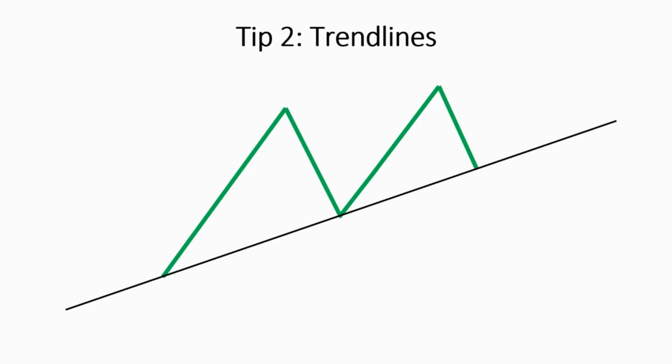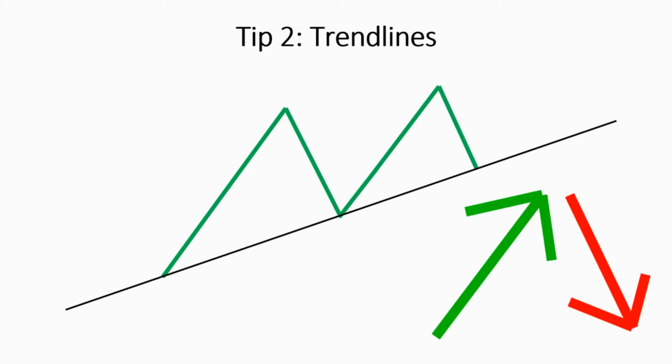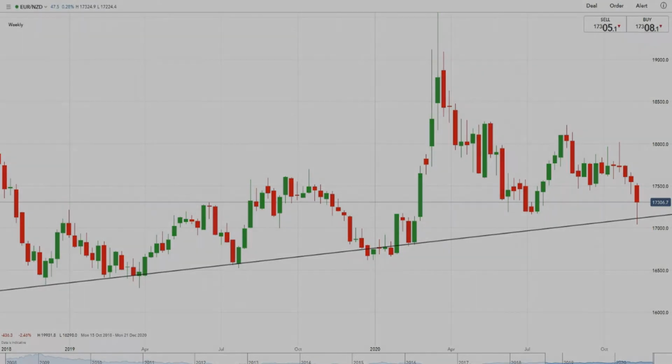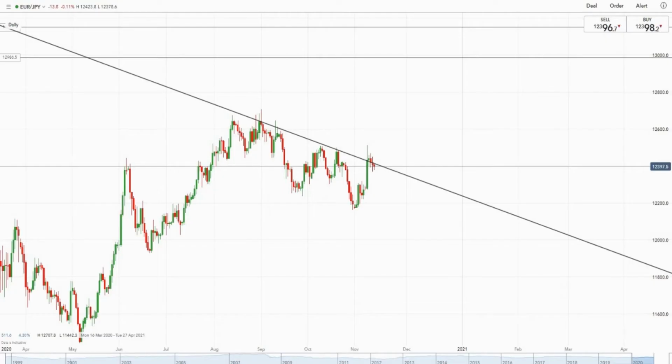Tip number 2 is trend lines. So trend lines are a sloping form of support and resistance levels and work in conjunction with the horizontal support and resistance levels that we just talked about. Trends are either uptrends or downtrends. In order for an uptrend to be valid, it must have created 2 higher highs and 2 higher lows. In order for a downtrend to be valid, it must have created 2 lower lows and 2 lower highs.